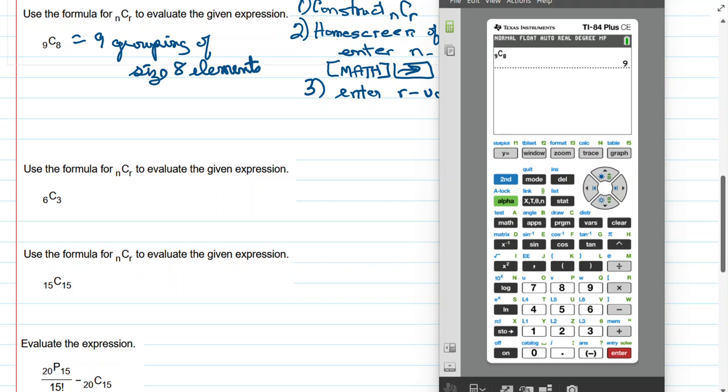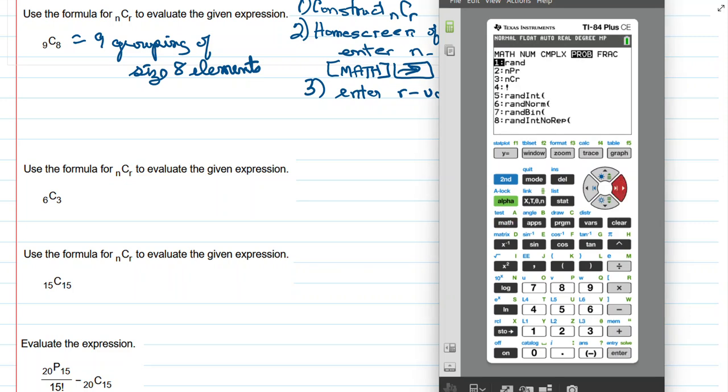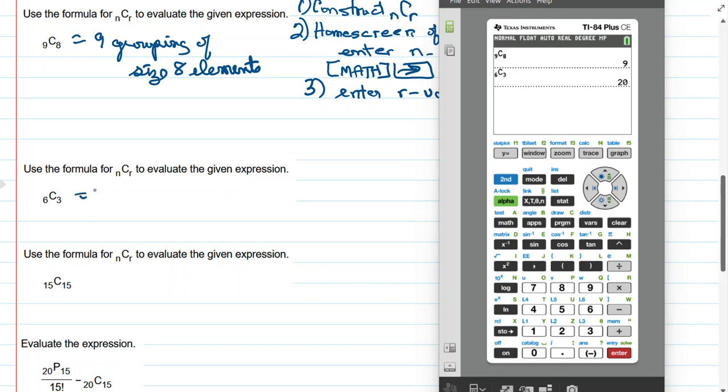Now here we have an interesting one, 6C3. So it's a combination. We're going to enter the 6, hit the math key, go to PROB, and hit number 3, and hit 3, and enter. And we get 20. Because even though we had a larger set of elements in the first one, we had a larger size of groupings. We had a fewer amount of groupings possible. Here we have a smaller set of elements, but our set is also small. We can make 20 groupings.